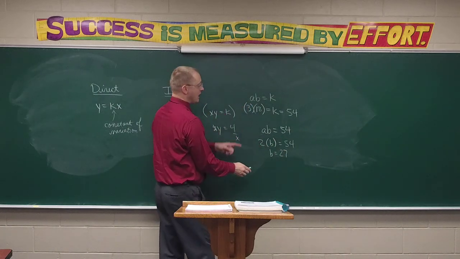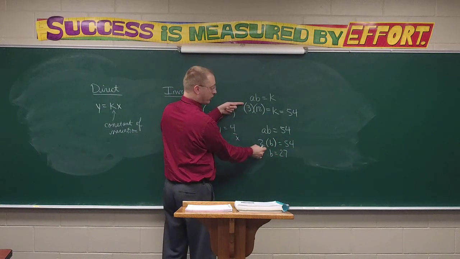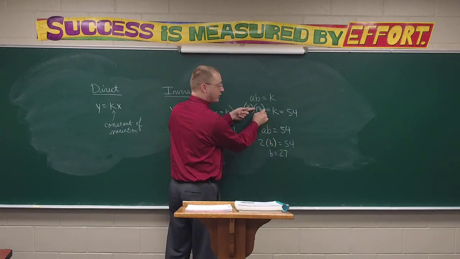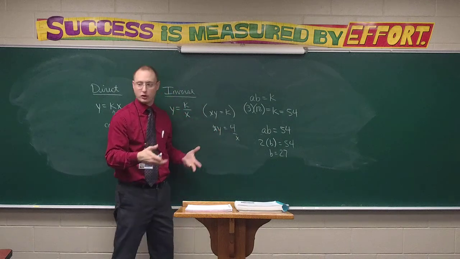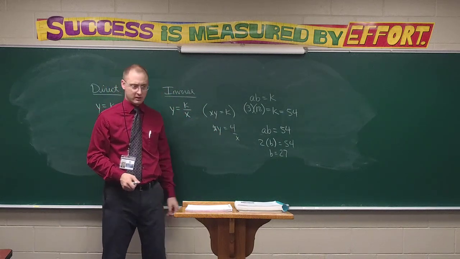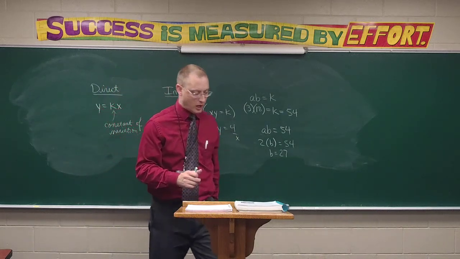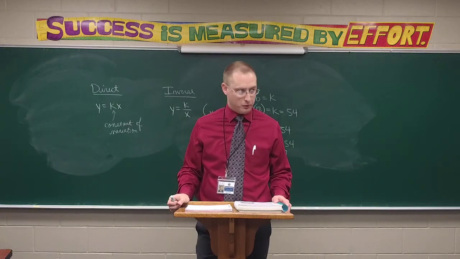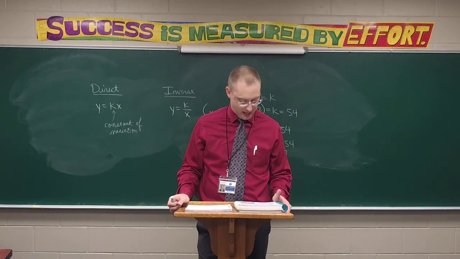27. Notice, as the A got smaller, the B had to get bigger to compensate. They're inversely related. Does that make sense? There's inverse variation there. Look at number 14. Go and read that one for us if you would, Maddie.